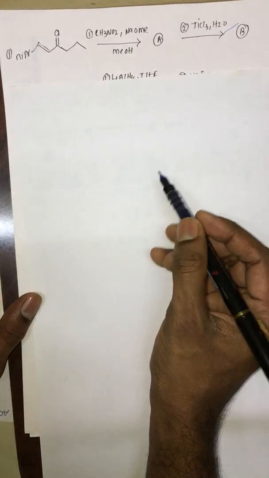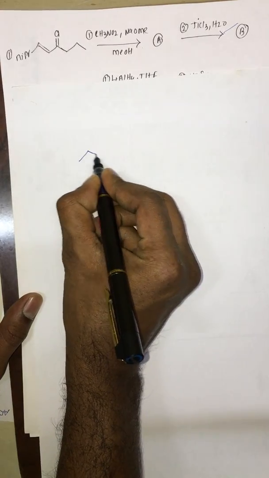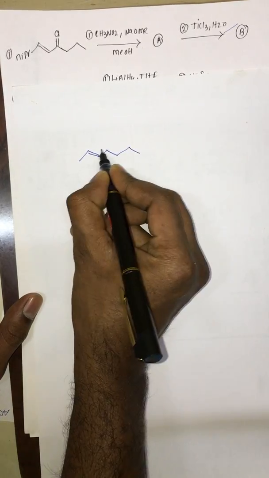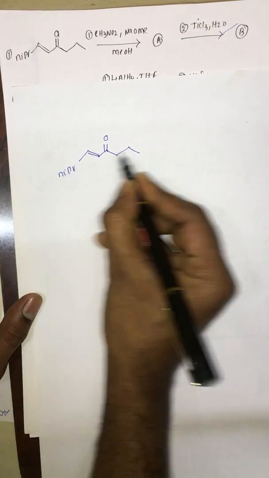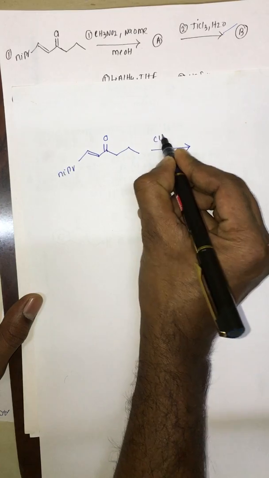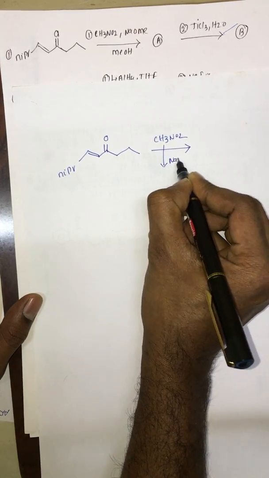Today we are going to solve some of the questions. So here we have the first reaction. In the first reaction we have this is NiPr and CH3NO2, and here we have base, that is NaOMe.